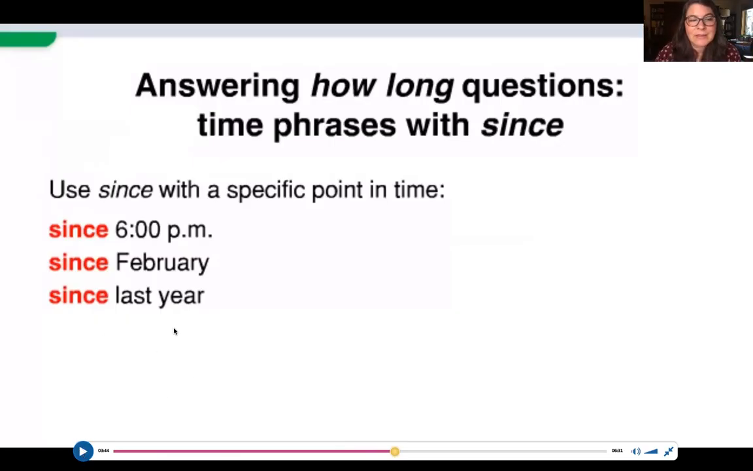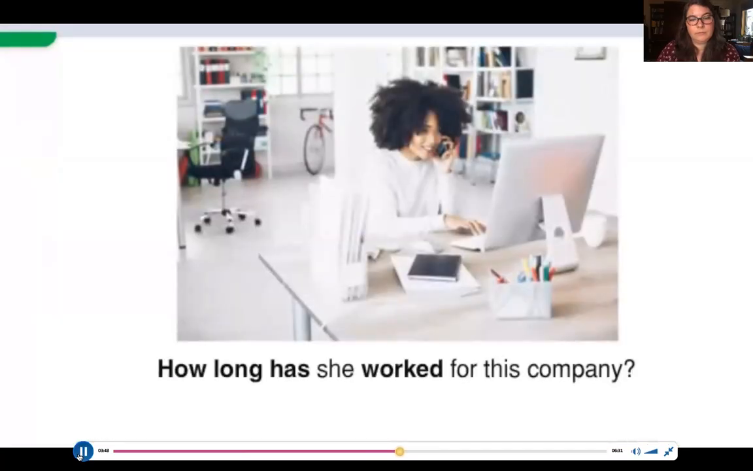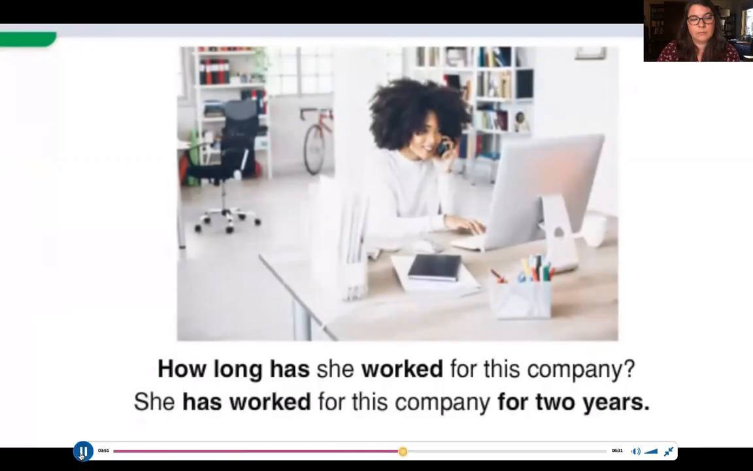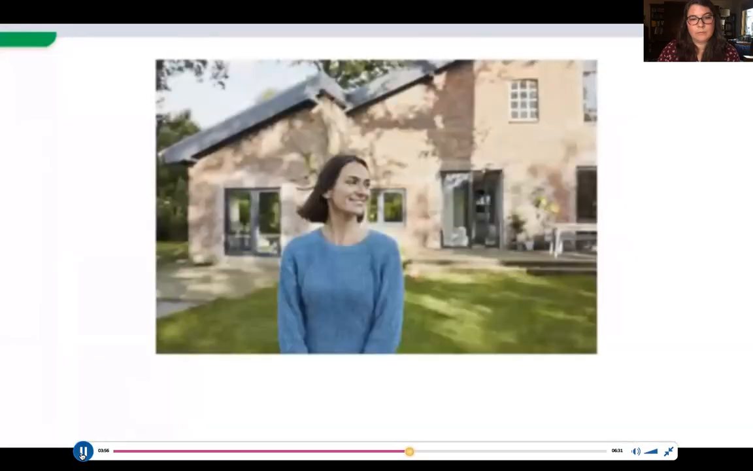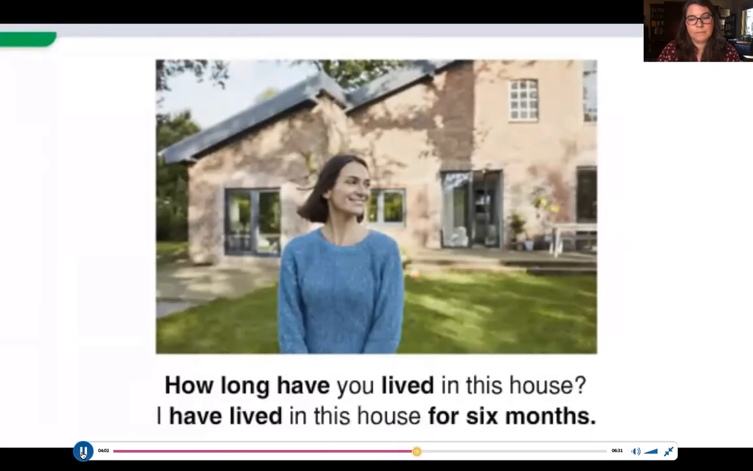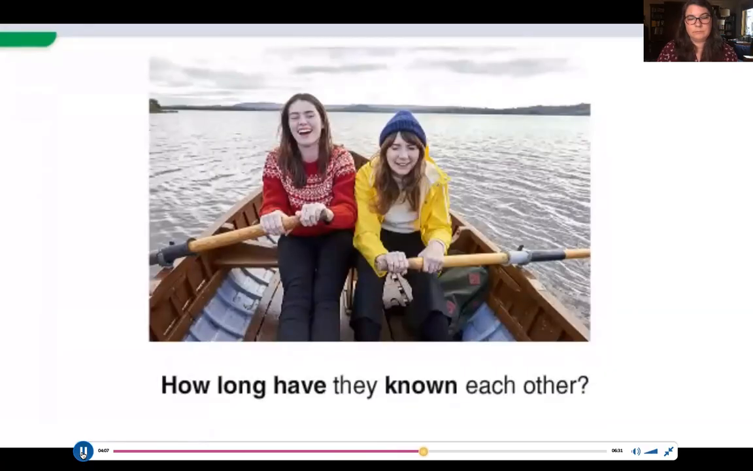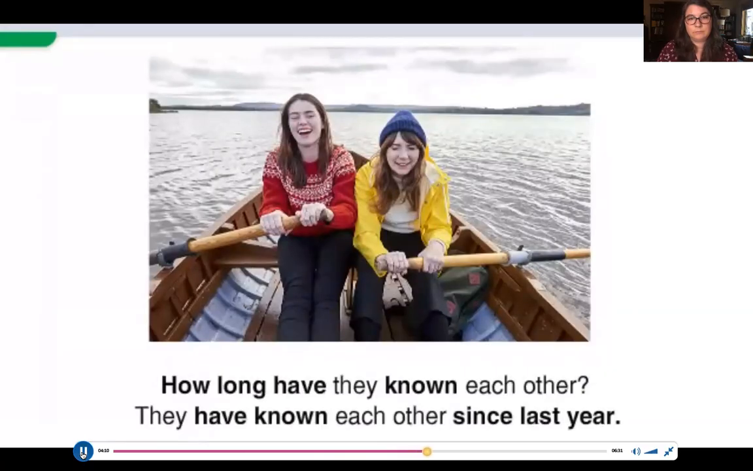So we're going to practice a lot. You should get used to saying since last week, since March, since 8 o'clock, okay? How long has she worked for this company? She has worked for this company for 2 years. How long have you lived in this house? I have lived in this house for 6 months. How long have they known each other? They have known each other since last year, or for 12 months, right?